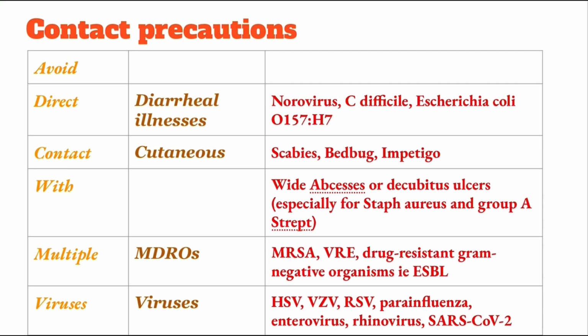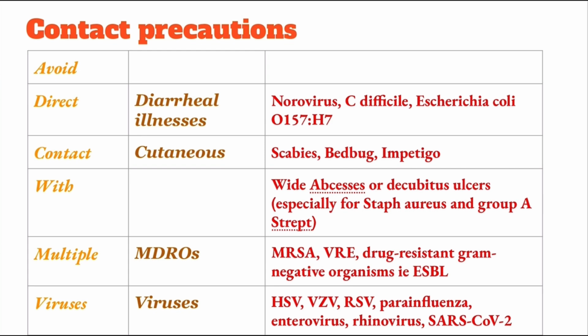From "with," you can remember wide abscesses or large abscesses or decubitus ulcers, especially those caused by Staph aureus or group A streptococci. From "multiple," you can remember multi-drug resistant organisms, MDROs, like MRSA, VRE, ESBL, and viruses like HSV, VZV, RSV, parainfluenza virus, enterovirus, rhinovirus, and COVID-19.